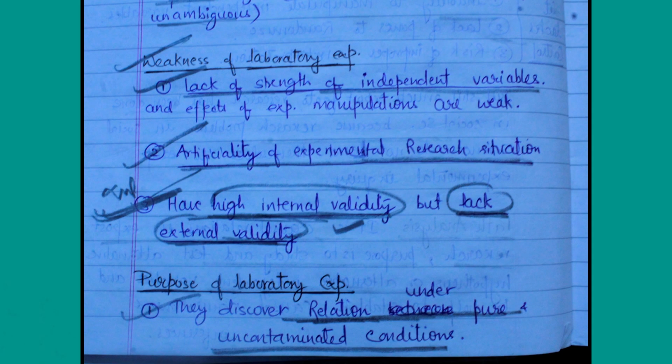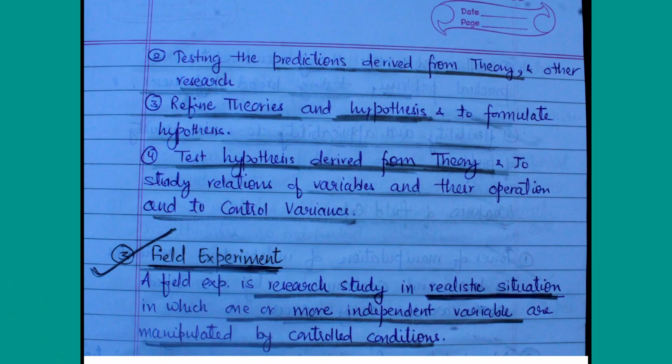The same thing is repeated in both books, but it's always good to have notes from two books, so that you will get diversity of material, diversity of language, and new words to write. That's why I have compiled notes from both areas. So the purpose of a laboratory experiment: they discover relations under pure and uncontaminated conditions, test predictions derived from theories and other research, refine theories and hypotheses, and test hypotheses derived from theories. So here you should be able to answer what the important points of a laboratory experiment are, and what experimental research is, of which laboratory experiment is a part.